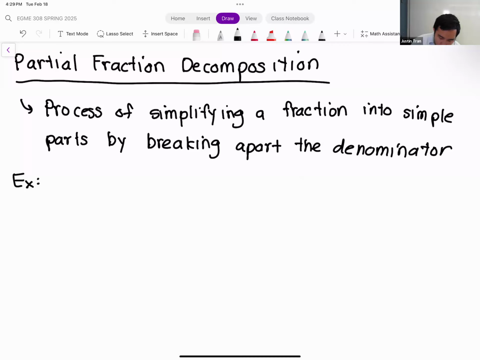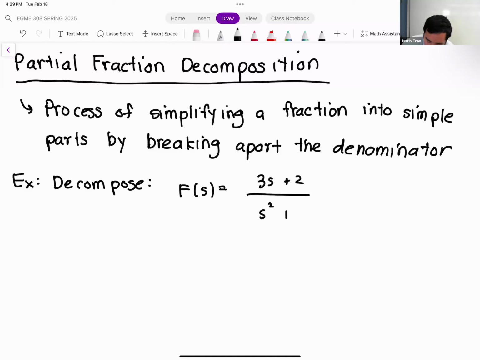We're going to come back to that example from earlier, but let's do another example here just to show how this all works. Let's decompose the following fraction. We have f of s is equal to 3s plus 2 divided by s squared plus s. We want to break this up into at least two different fractional terms, so that we can take the inverse Laplace a bit more easily.